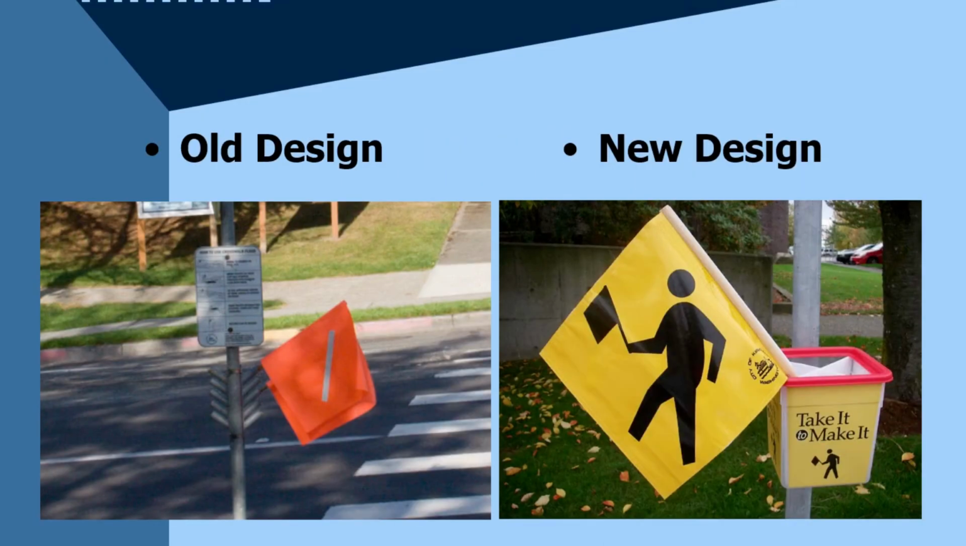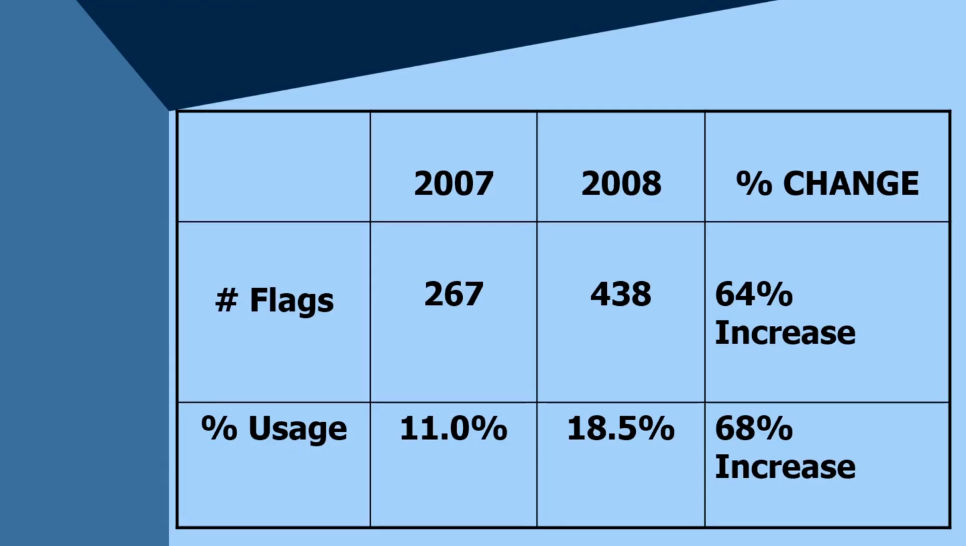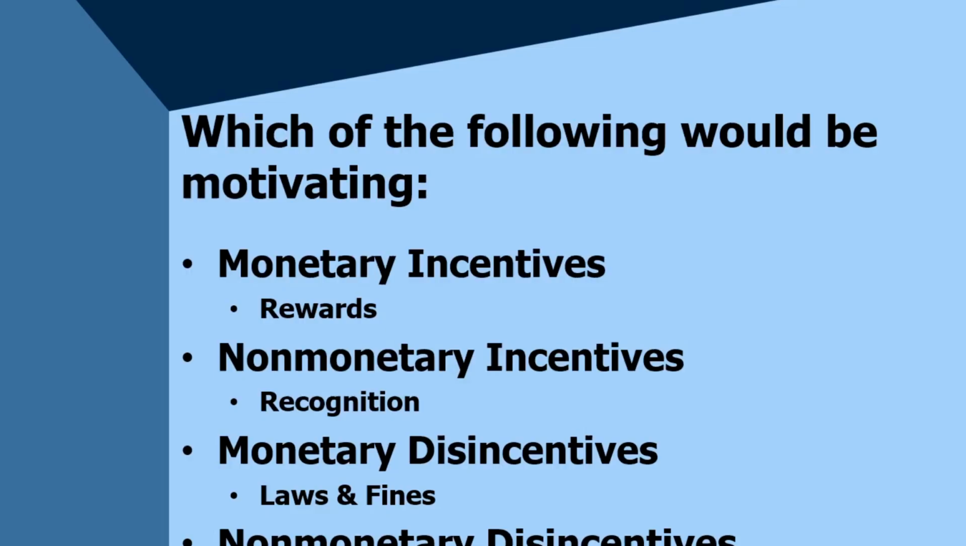So the old flags became redesigned. You can see on the far right that it took care of most of those barriers. It's clear what it's for. It was easy to get out of a bucket, and there were many more than that in there. That's just a picture of when there was only one flag. This research made this change happen. They went in 2007 to 2008, 64% increase in flags. Usage levels went up from 11% to 18.5%, a 68% increase.